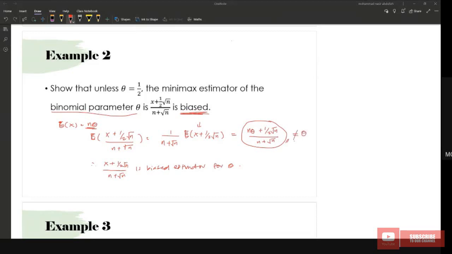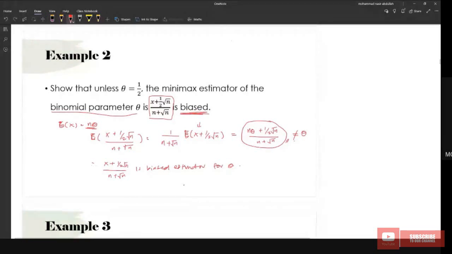So since this is not equal to theta, then we can say that this estimator is a biased estimator for theta, right? Whenever you take the expected value of the estimator, it should be equal to the parameter, theta, right?